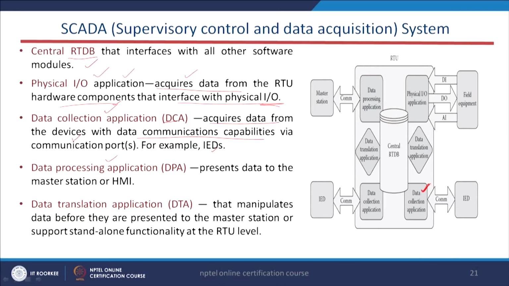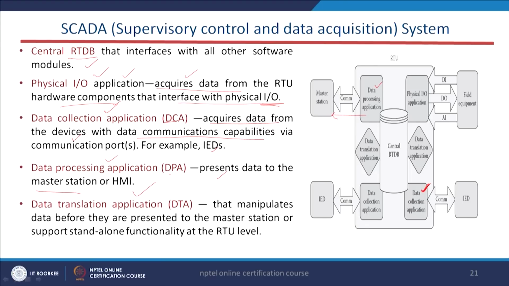Now, we have the data processing application unit, that is DPA. This DPA presents the data to the master station or HMI. Here it is, the data processing application. Basically, these data are sent to the master station.